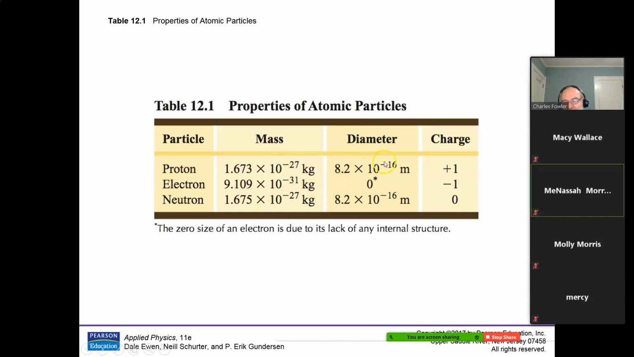The diameter, these are very small, but indiscernible for an electron. They have never been able to figure out how big an electron is. However, the charges: same charge in that big old proton as there is in that tiny little electron. Absolutely no charge in the neutron. Okay, we've been there, done that.